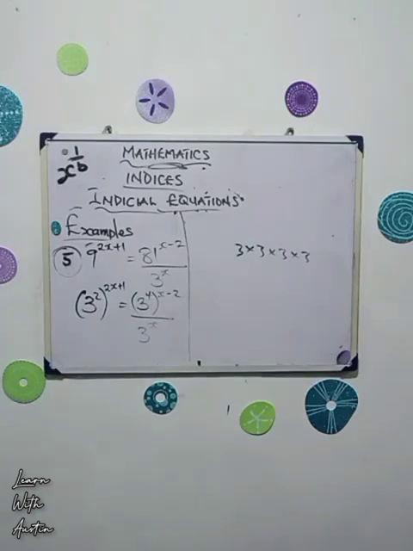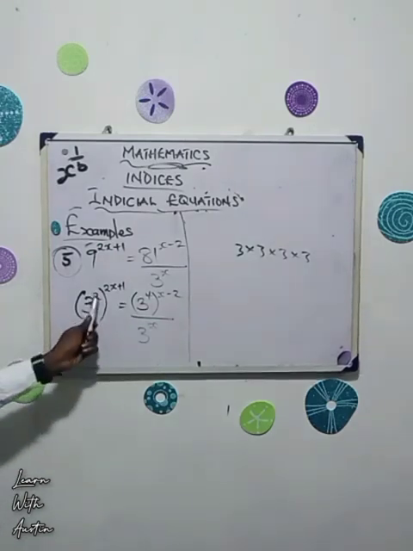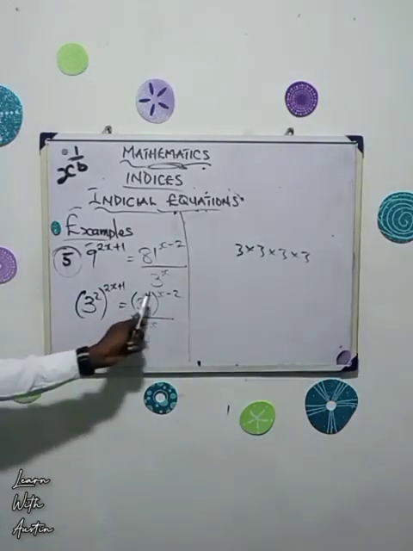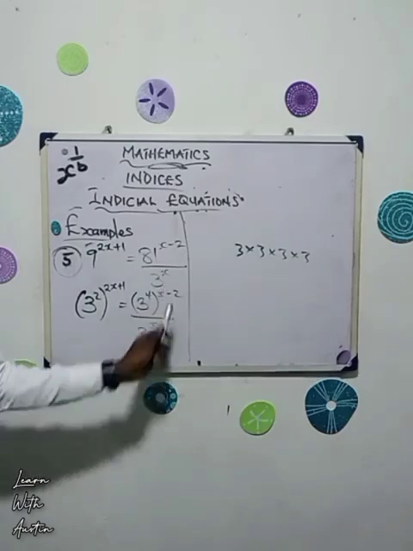So what's the next thing we're going to do? We need to open this up. So we're going to multiply these 2 by this. The same thing we do here. Multiply this 4 by that.